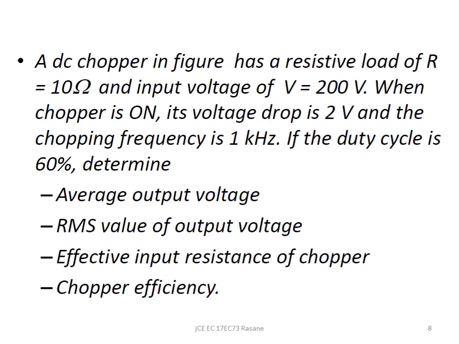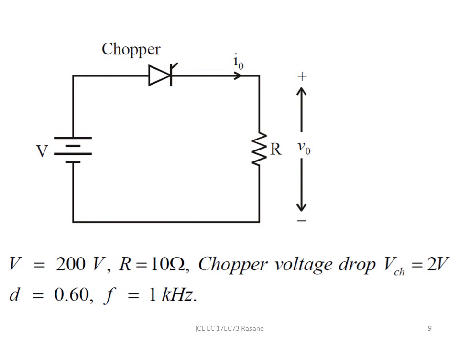So they have said it's a chopper with a load. So we are looking at a step down chopper again, and this is the chopper. And what all is given is, input is given as 200 volts, R is given as 10 ohms, and voltage drop across the chopper is given as 2 volts. Obviously output will be V minus the drop we have to consider. Normally this is considered 0 ideally, but if the value is given, we have to take V minus VCH. Then the duty cycle is given as 60%, so take it as 0.60 and F equal to 1 kilohertz.